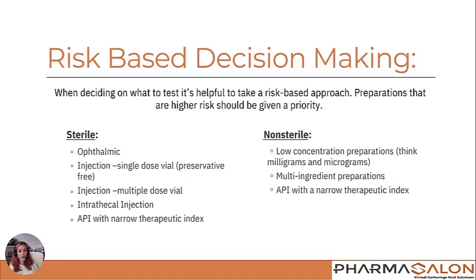On the non-sterile side, you can look at low concentration preparations. So think anything dosed in milligrams or micrograms. It's a lot easier to make a 100 milligram capsule than it is to make a 1 milligram capsule. So look at those lower concentrations. Multi-ingredient preparations are good to look at. And then here again, any API with a narrow therapeutic index you might want to get on your testing schedule.